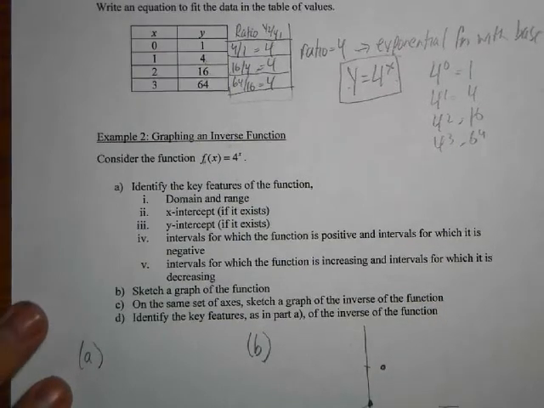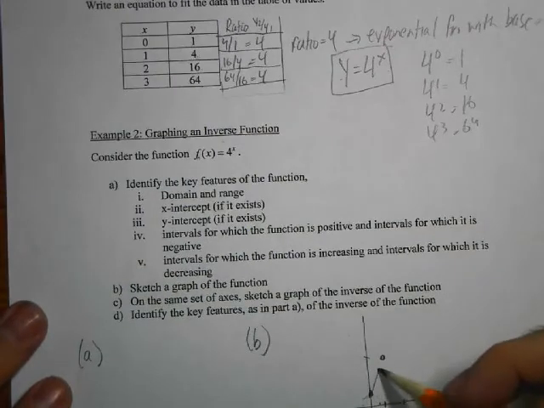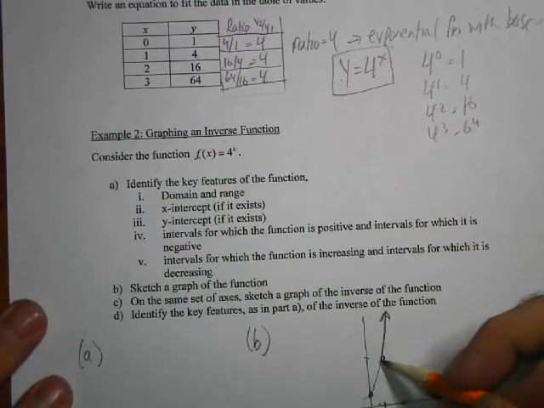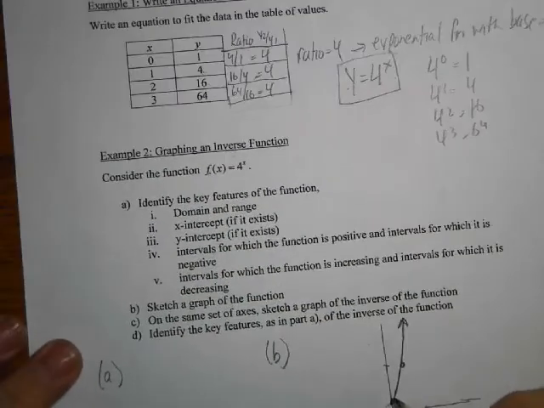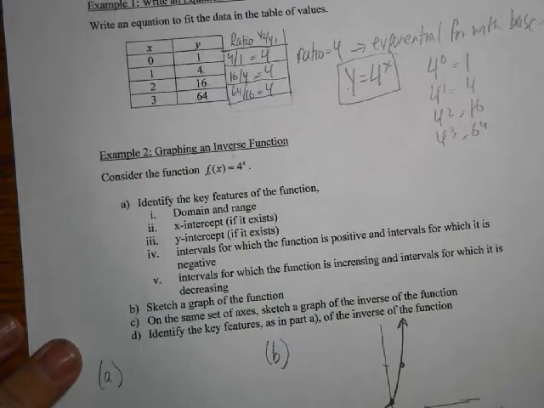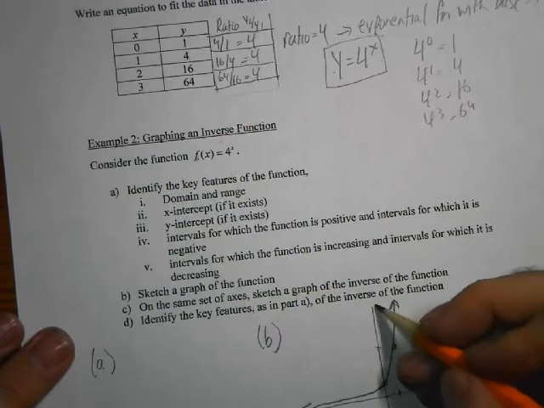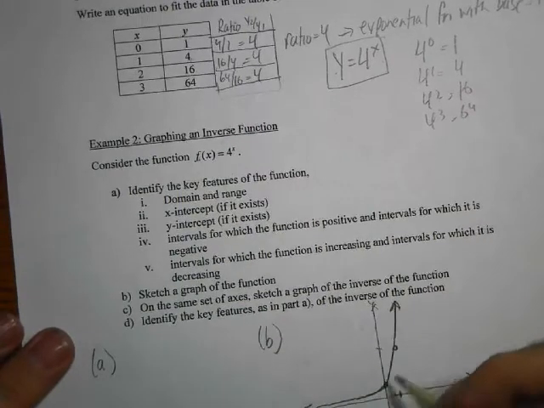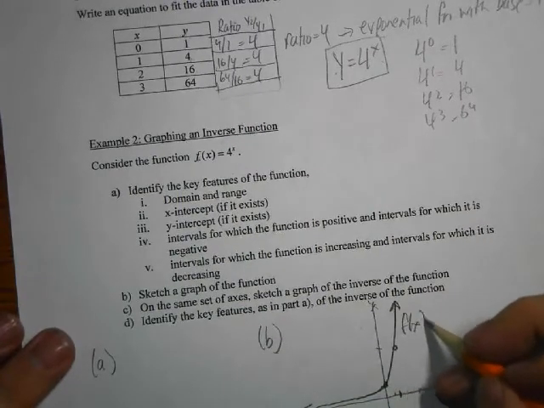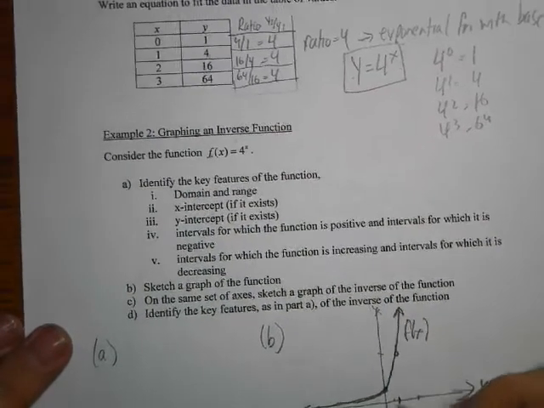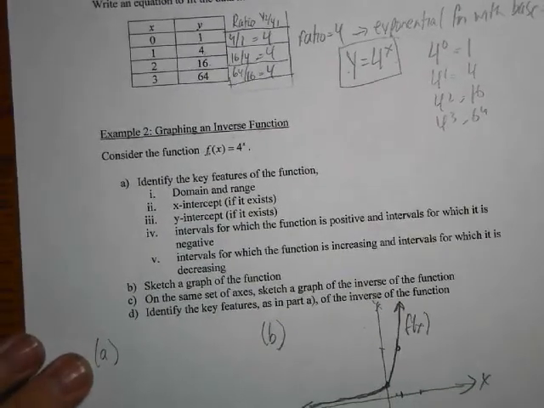So from here I can see it's going up exponentially, hence the name. And it comes down here and does a screeching halt when it comes towards the x-axis. So this is your function f of x. Okay, so now let's go back and answer the question.